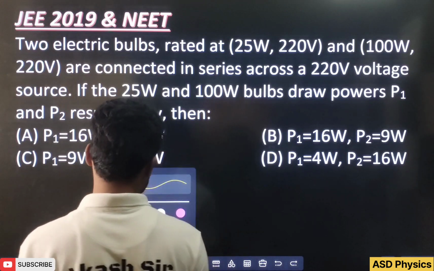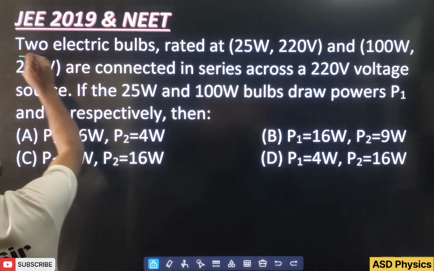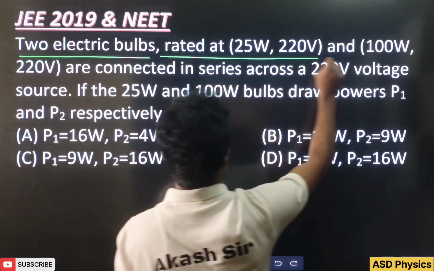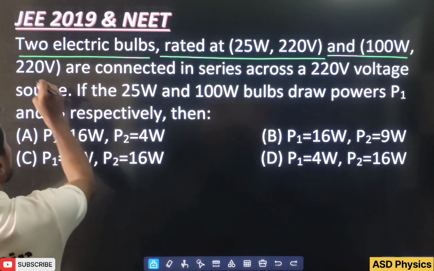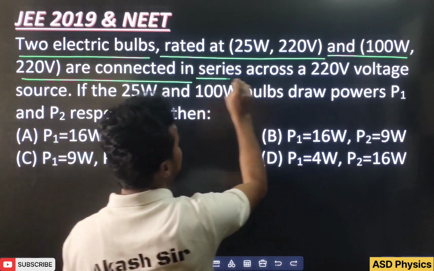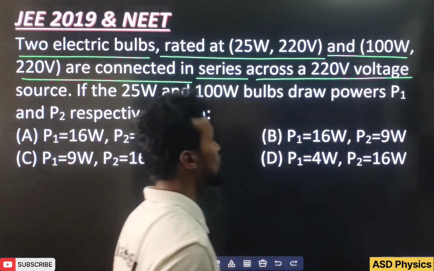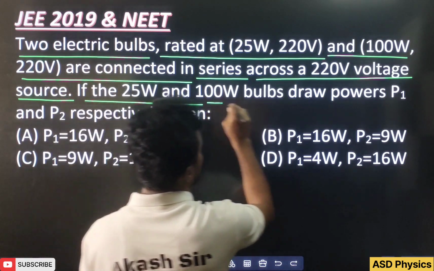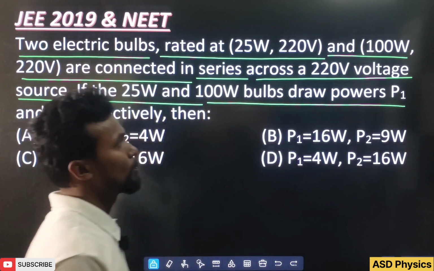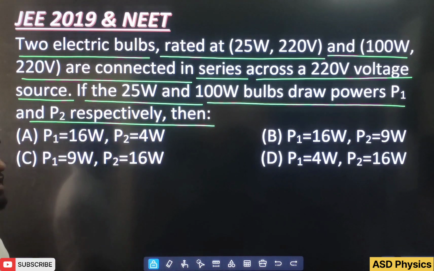Now the question asked in JEE 2019, let's go through it. Two electric bulbs rated at 25 watt 220 volt and 100 watt 220 volt are connected in series across a 220 volt voltage source. If the 25 and 100 watt bulbs draw power P1 and P2 respectively, then which options are correct here?